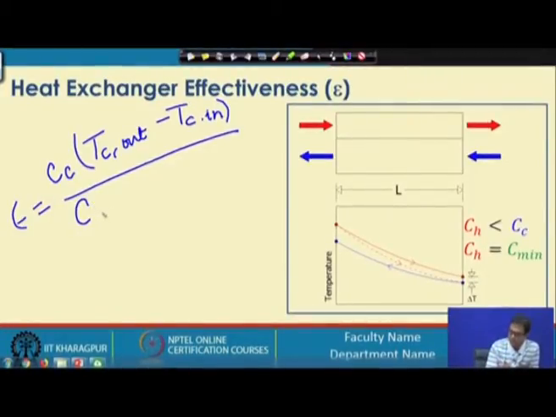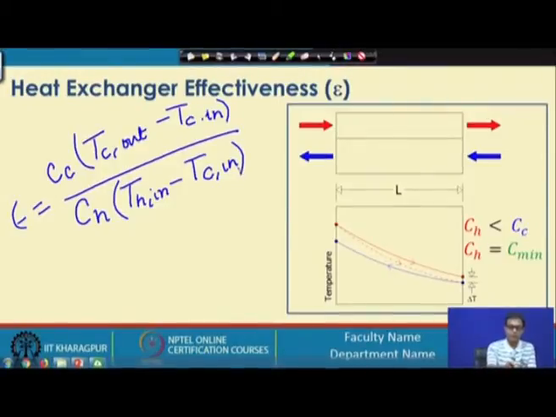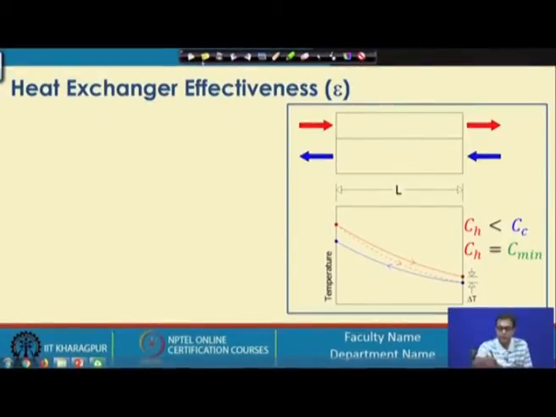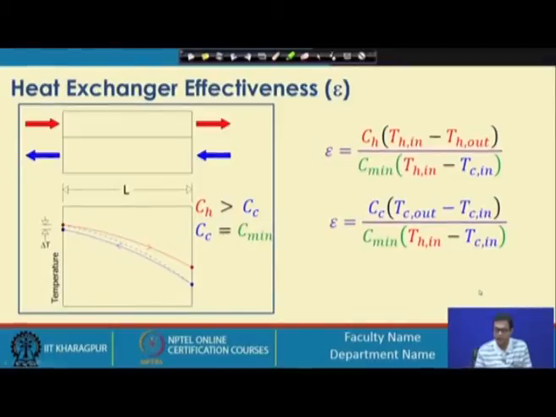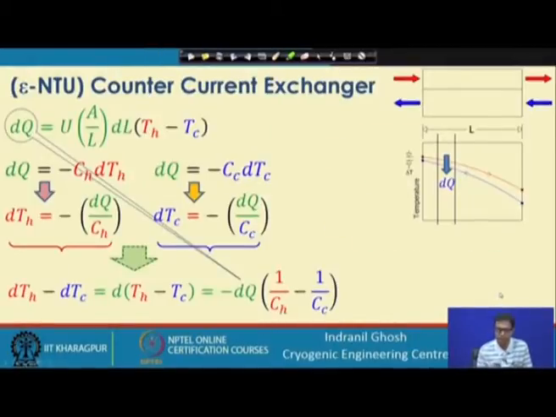Q_max is equal to C_H, and that is equal to (T_H,in − T_C,in). We can also write this way, but this will not cancel out, so it will remain there. So, now let us look into an expression where we can try to relate this epsilon and the NTU.